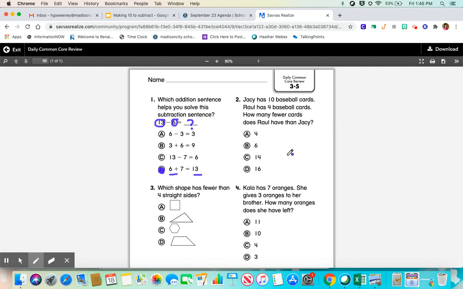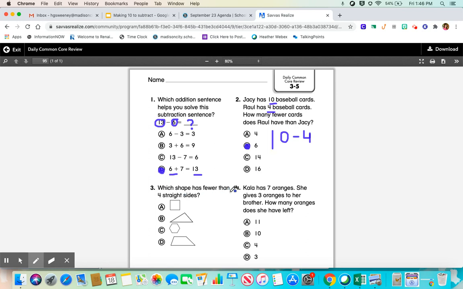So this addition sentence would help us solve this subtraction sentence. Now, let's look at number 2. JC has 10 baseball cards. Raul has 4 baseball cards. How many fewer cards does Raul have than JC? So we're trying to figure out what the difference between JC's cards and Raul's cards is. We know JC has 10, Raul has 4. So to find the difference, we would say 10 minus 4. Well, we know that 10 minus 4 is 6. So that means that Raul has 6 fewer cards than JC.